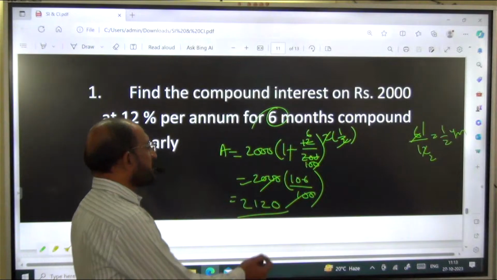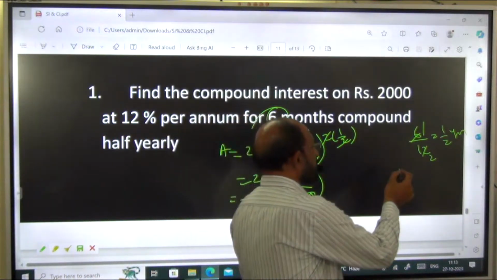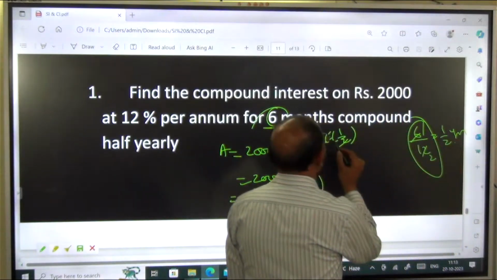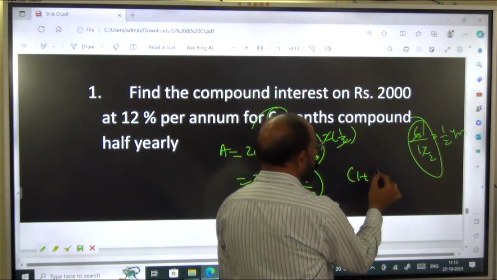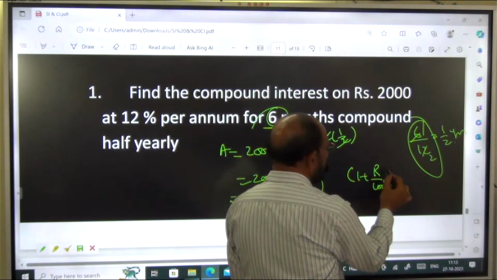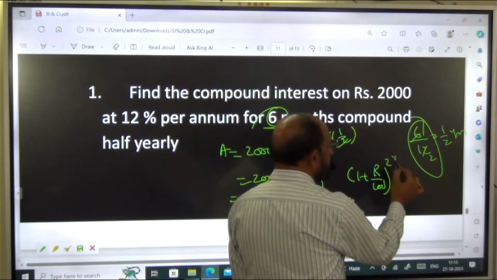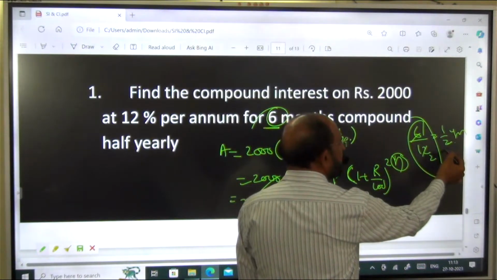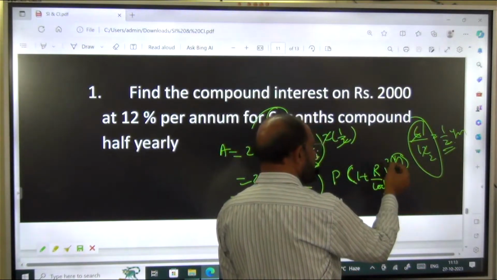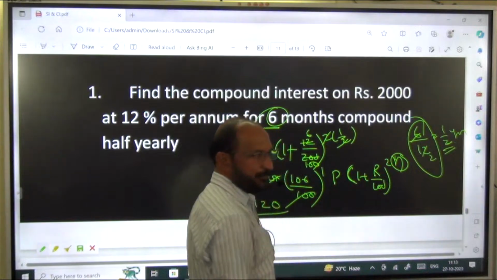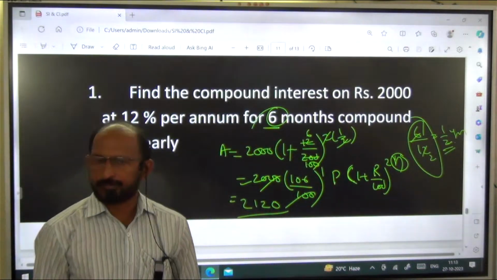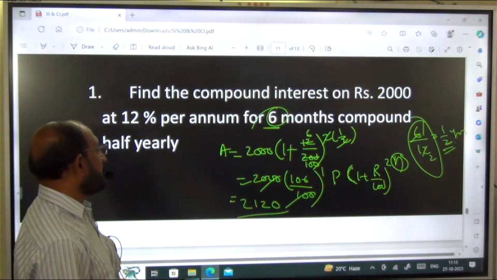Here we remember how to calculate 6 months: 6 by 12 years, nothing but half year. This is the formula. What is that? P into 1 plus R by 100 whole power of 2n. N means half year. Remember that. So half year means the power of 1 will come. Be careful of that. Okay. This is for compounded half yearly.